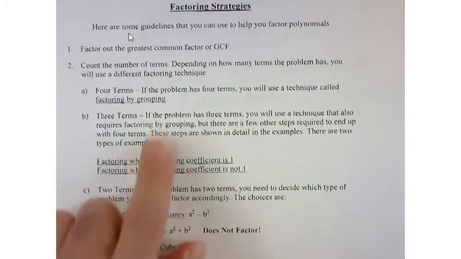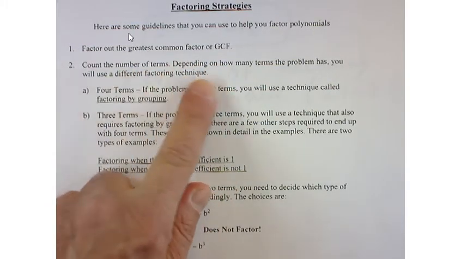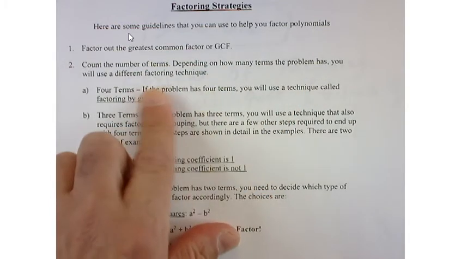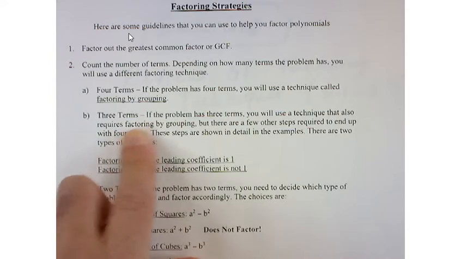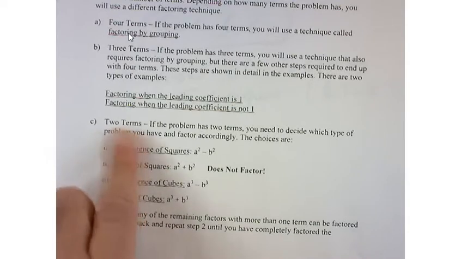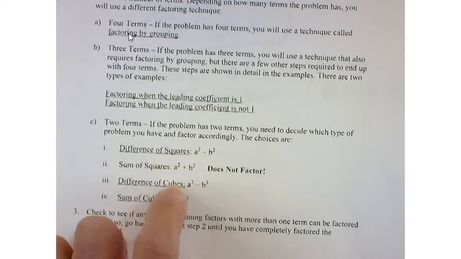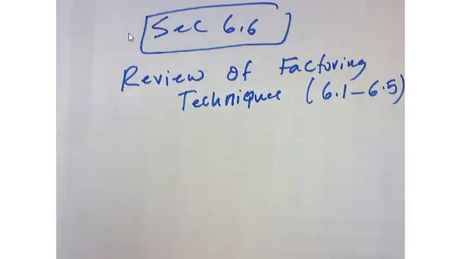Factoring: the first thing we always want to do is take out the greatest common factor. You always count the number of terms. Depending on how many terms the problem has, you will use different factoring techniques. If you have 4 terms, then you would do grouping. If you have 3 terms, then you do trinomials by grouping. And if you have 2 terms, these are the 4 rules: difference of squares, sum of squares, difference of cubes, and sum of cubes. You have all the rules for these, and then you check if there's any more common factors. Okay, these are all the rules we went over, so I'm gonna show you some examples about these rules.